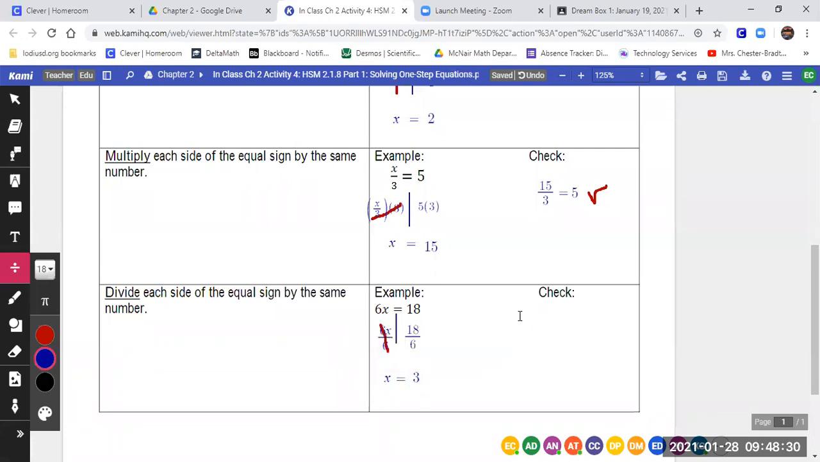Okay. So we're going to go put it into the check. This says 6 times 3 has to get us 18. Do we know that that is true? Yes. So we get to check mark it.